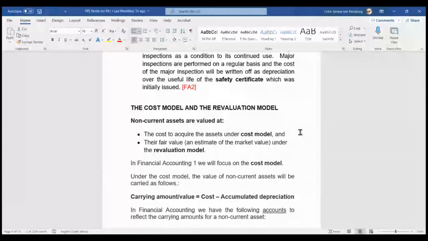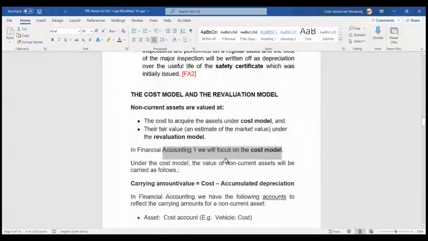That is where the asset is revalued by a sworn valuator every year, right? So you'll get someone in that's an expert in the field. They will tell you how much that asset is worth at that point in time, which is normally your financial year end, or it could be during the course of a year and then you adjust it for the financial year end so that it reflects a very current market value. By the way, I just want to emphasize in financial accounting one, we're going to focus on the cost model. But I just want to give you an example typically of where the revaluation model might come in handy.